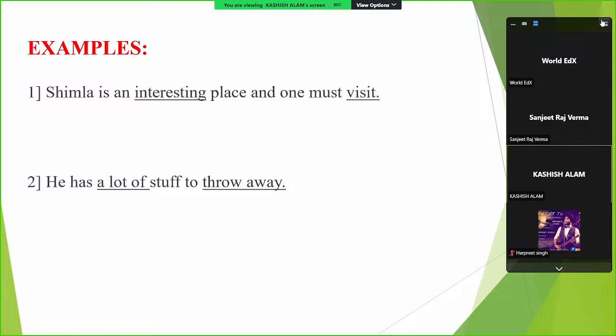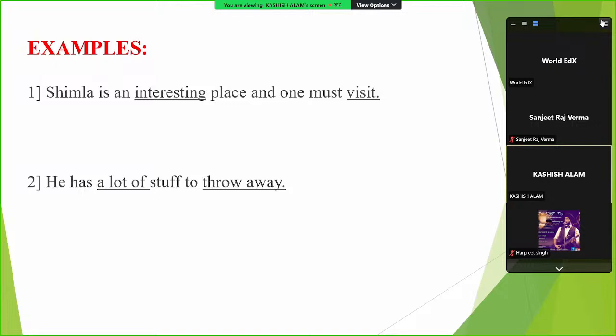Okay, now let's have a look at an example. It says Shimla is an interesting place and one must visit. Now, let's apply the 4 R's over here. Look at the words for which you can write the synonyms. Shimla is a proper noun. I cannot change it. I have to rewrite it like this. Is and a are the grammatical words. Interesting. So for interesting, I can definitely rewrite it like captivating, wonderful, fascinating, mesmerizing. Any of the words I can use.